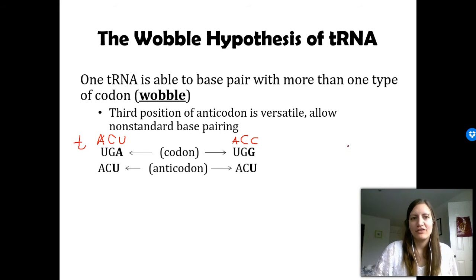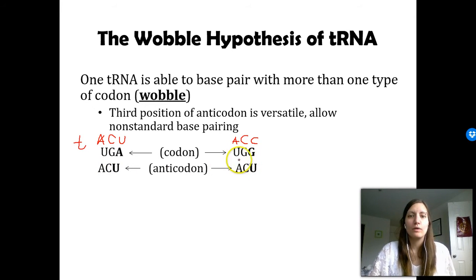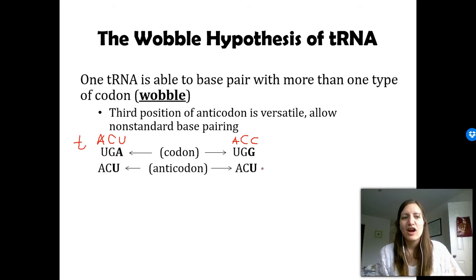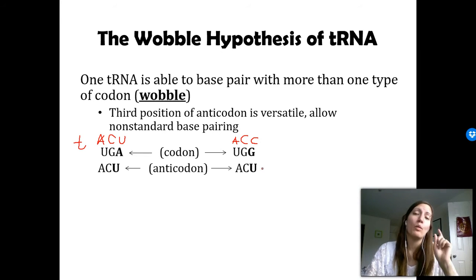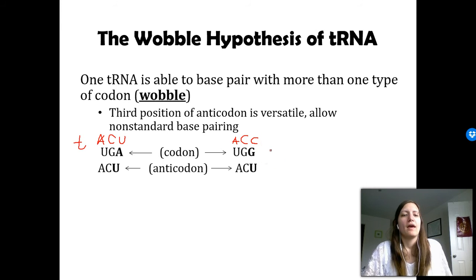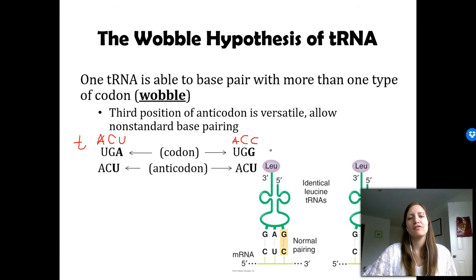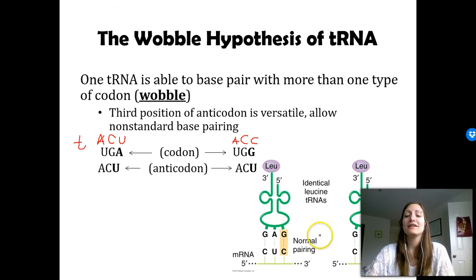So the wobble hypothesis has shown that right here we do have a perfect match. The tRNA should say ACU, and it does say ACU. But this same exact tRNA that says ACU can actually code this one as well. It should say ACC, but there's a little bit of wiggle room, a little bit of wobble, where this tRNA could still attach to it, even though it's not a 100% perfect match. Which is really cool, because that's why we can have 40 tRNA molecules even though we have 61 different codons.